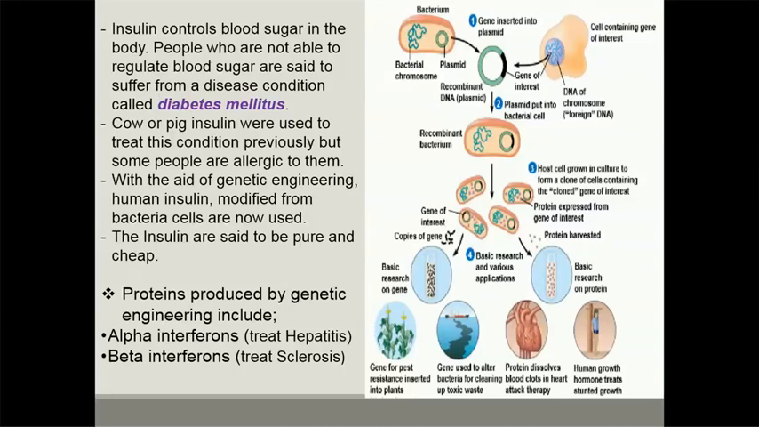Proteins produced by genetic engineering include alpha interferons, which are used to treat hepatitis, and beta interferons, which are used to treat sclerosis. Now, this image shows us the processes involved in the formation of insulin or the protein mentioned. The first thing is to locate the human cell. After that, locate the gene for the particular protein or insulin.